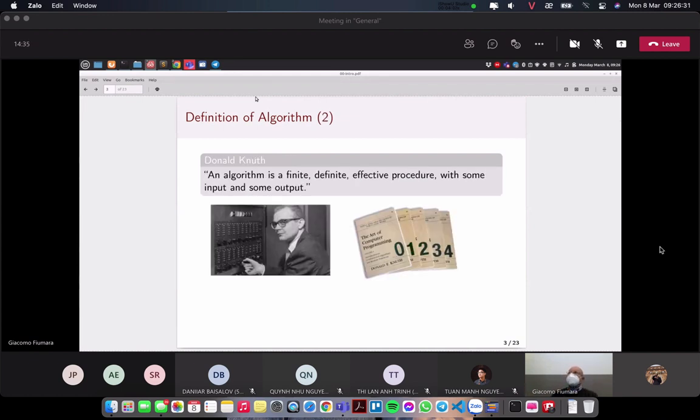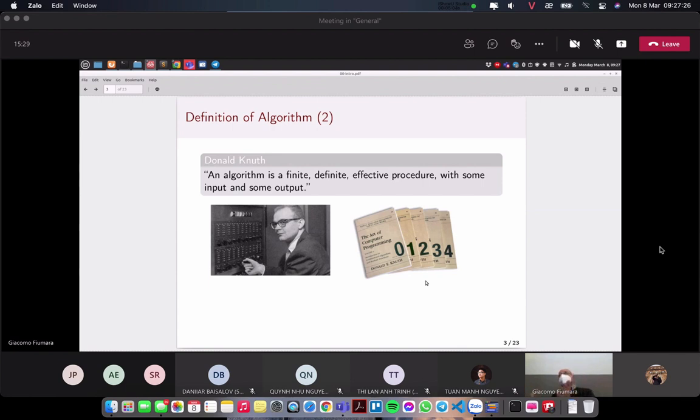Another definition was provided by one of the geniuses of computer science, Donald Knuth, who is currently in his 80s, but is still active. A brilliant mind, author of a seminal collection of books known as The Art of Computer Programming, who paved the way for algorithms, computer programming, computer architecture, and so on. He defined an algorithm as a finite, definite, effective procedure with some input and some output.